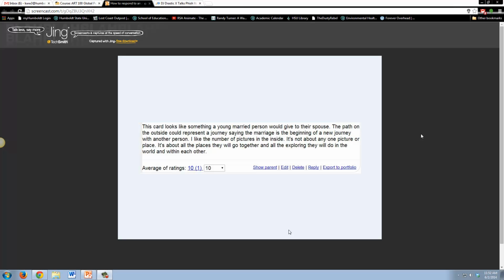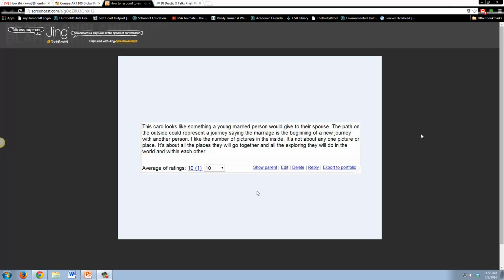If we're looking at a quality quote that gets a 10, a perfect score, you'll notice it doesn't need to be a lot of text, but this one just nails it. In this case, this card looks like something a young married person would give to their spouse. The path on the outside could represent a journey, saying the marriage is the beginning of a new journey with another person. So right away, immediately here, they've interpreted the card. The path on the outside could represent a journey. So it's not that that is immediately apparent in the card. This is something that this person has pulled from the card and made an interpretation about. It says, I like the number of pictures inside. It's not about any one picture or place. It's about all the places they'll go together.